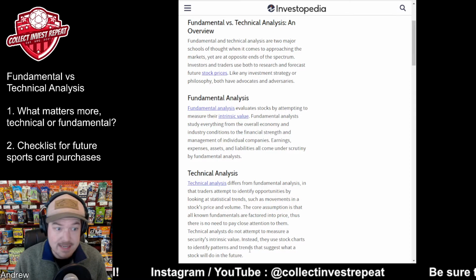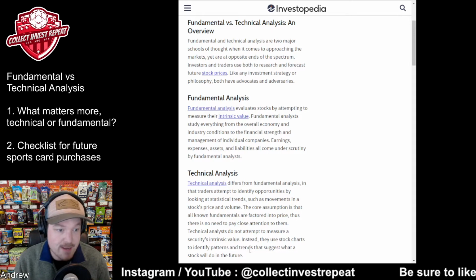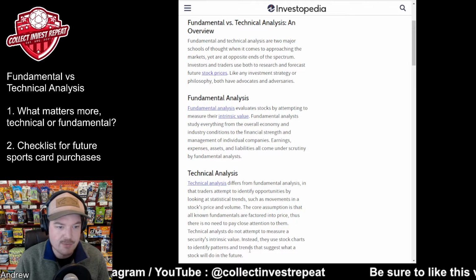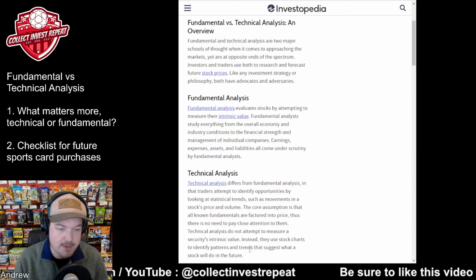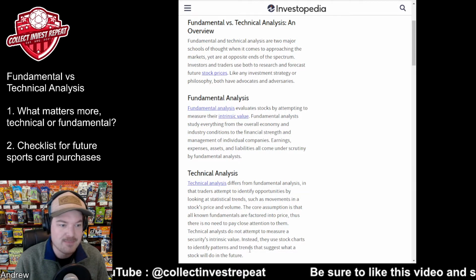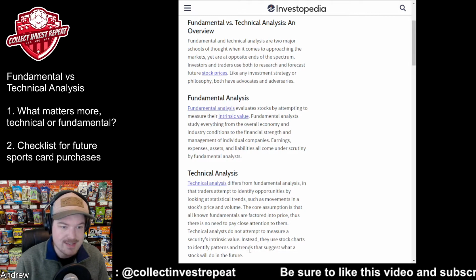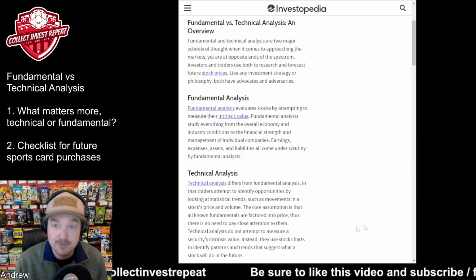Next up, technical analysis. It differs from fundamental analysis in that traders attempt to identify opportunities by looking at statistical trends such as movements in a stock's price and volume. The core assumption is that all known fundamentals are factored into price, so make sure we remember that. Thus, there is no need to pay close attention to them. Technical analysts do not attempt to measure a security's intrinsic value. Instead, they use stock charts to identify patterns and trends that suggest what a stock will do in the future.